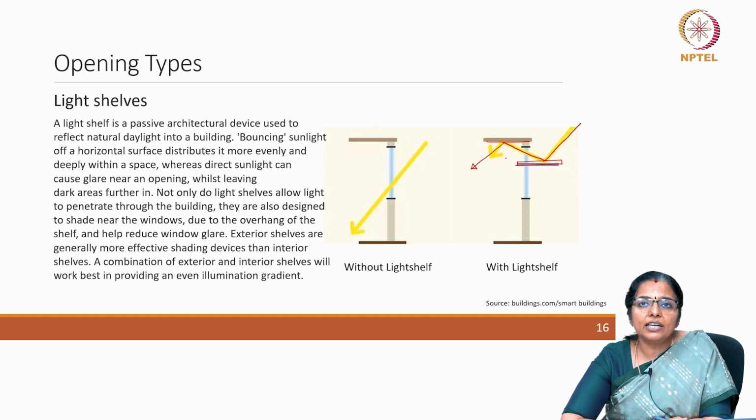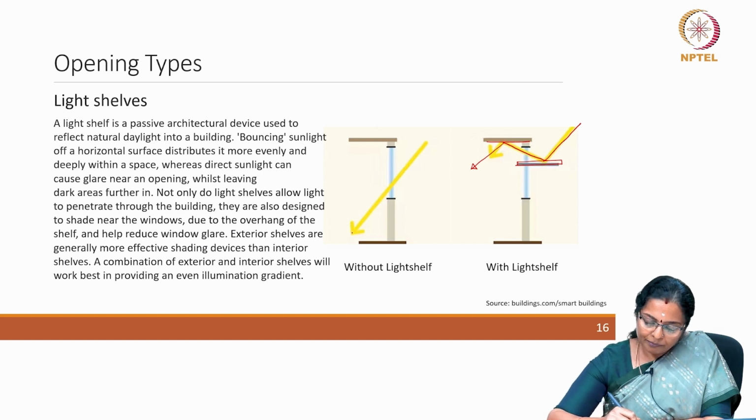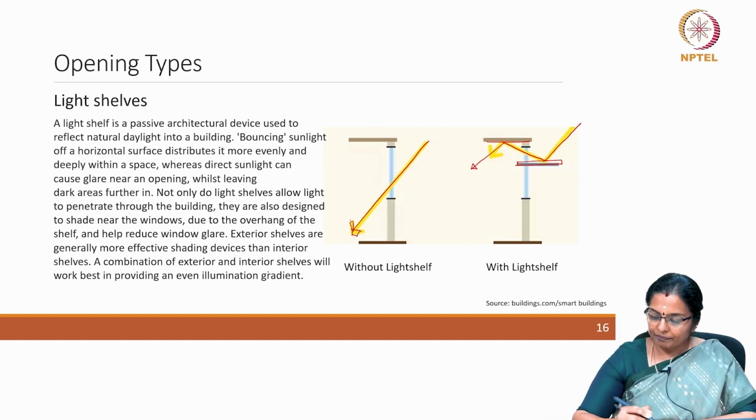They are also designed to shade near the windows due to the overhang of the light shelf itself, and they help reduce window glare. Exterior shelves are generally more effective shading devices than interior shelves. A combination of exterior and interior shelves will work best in providing an even illumination gradient, whereas a direct lighting window can introduce glare.